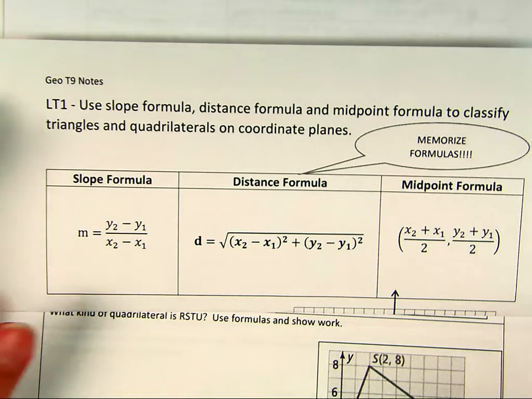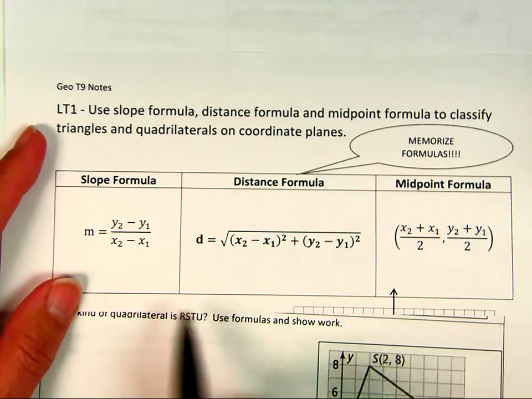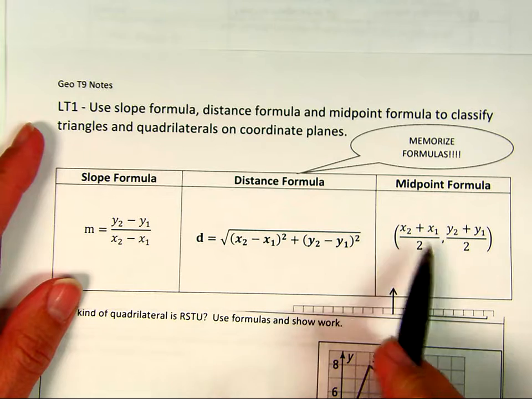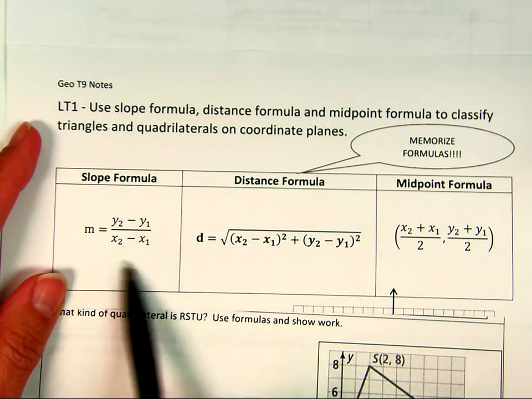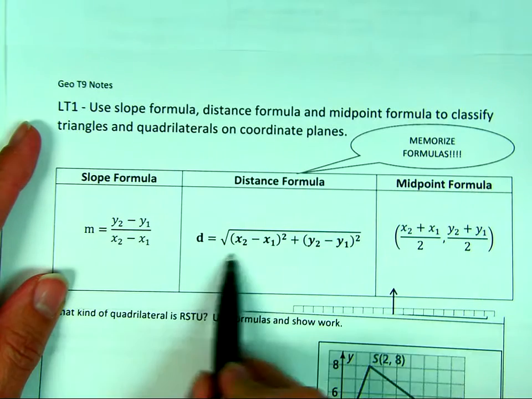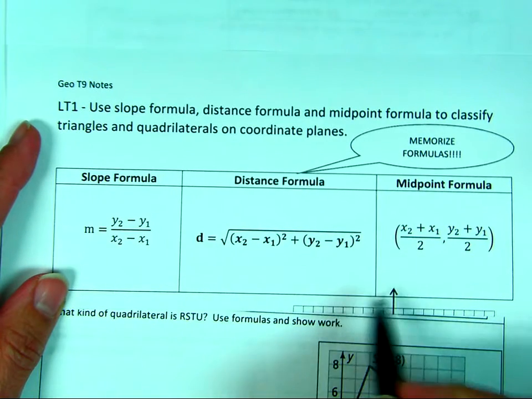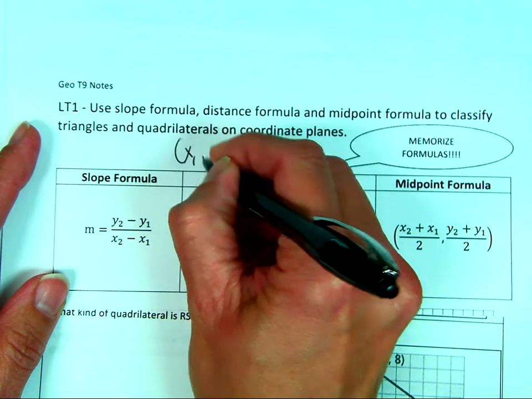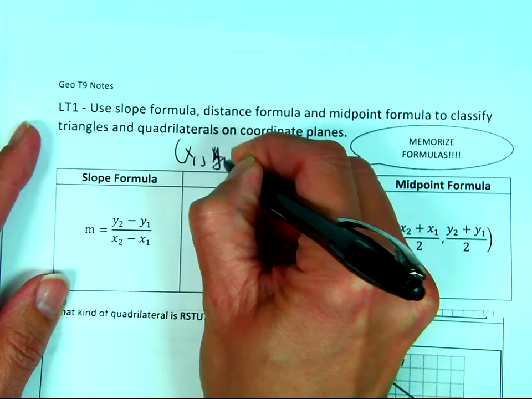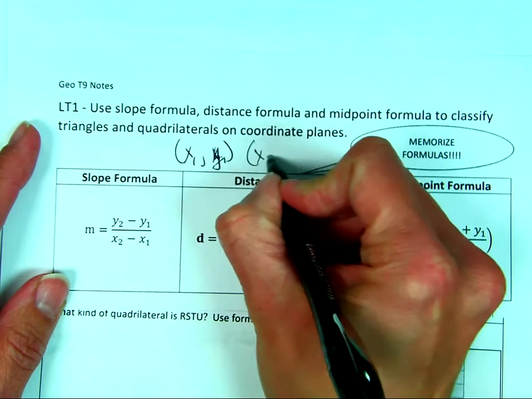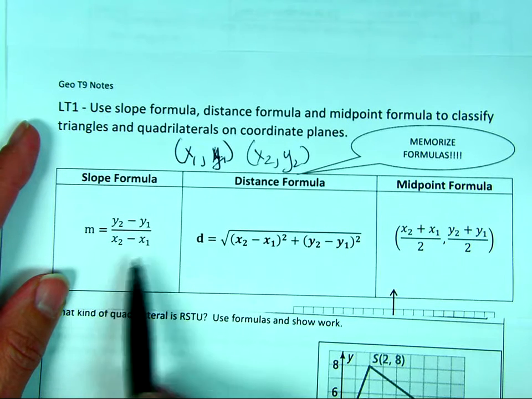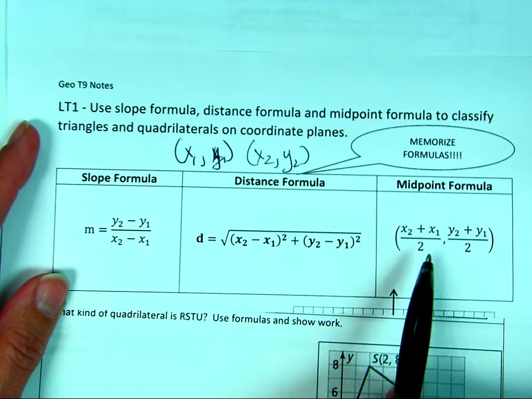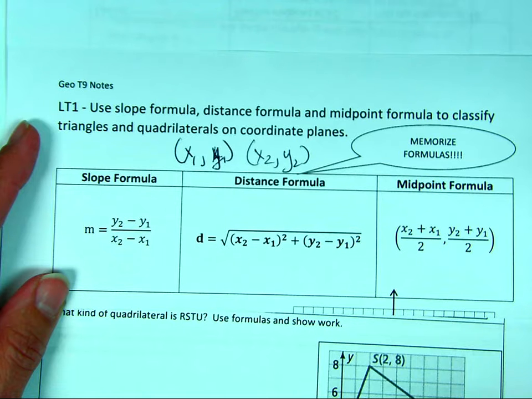Now, for coordinate geometry, we have to know these three formulas. You've got to have them memorized: the slope formula, the distance formula, and the midpoint formula. So the slope formula, remember, all of these subscripts mean an x or y coordinate. So x sub 1 comma y sub 1 is a point, and so is x sub 2, y sub 2. Those are points. If you have 2 points, you can find the slope between the 2 points, you can find the distance between the 2 points, or you can find the point in the middle, otherwise known as the midpoint. So you use these to prove different things.